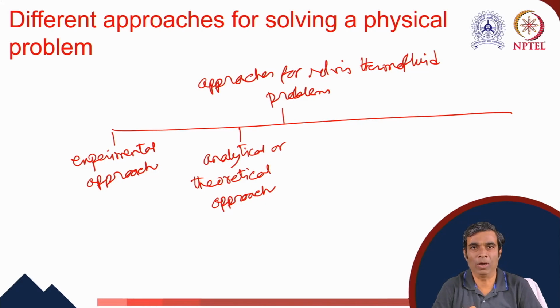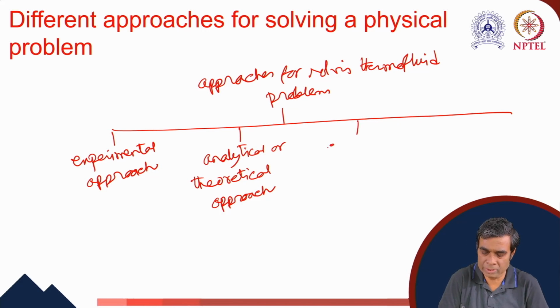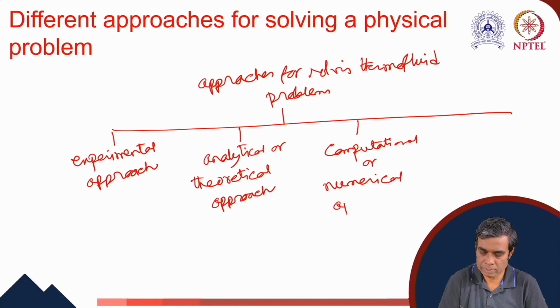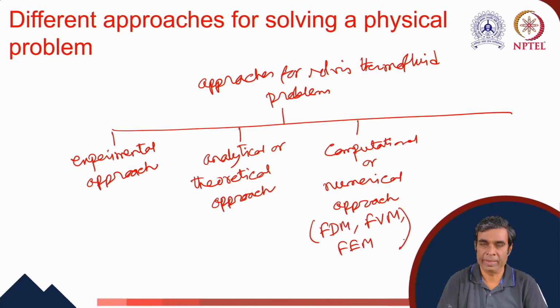This finite element method belongs to the third approach. So third one is the computational approach, or the numerical approach. So the finite difference method or FDM, finite volume method or FVM, and finite element method or FEM are examples of numerical approach or the computational approach. And finally, we have the semi-analytical hybrid approach, which finds less applications at the current time.